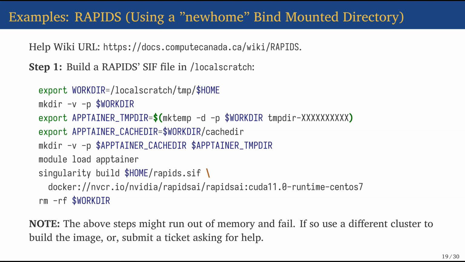If it doesn't work, then go to a different cluster and try it there, or submit a ticket asking for help. The rm -rf workdir, you want to delete this directory when you're done. There's no need to leave wasted gigabytes worth of files sitting in local scratch or anywhere else in your scratch space or project space, whatever you're using. Do use fast disk space. This is the best recipe for success that I've come up with so far when using our clusters.